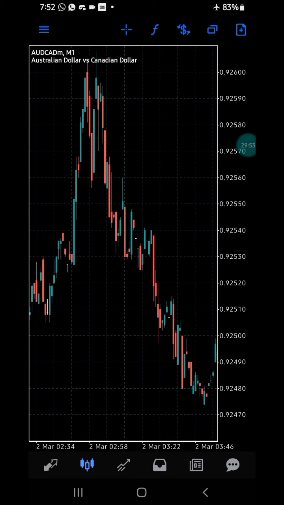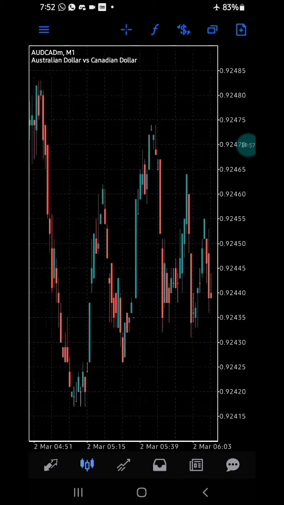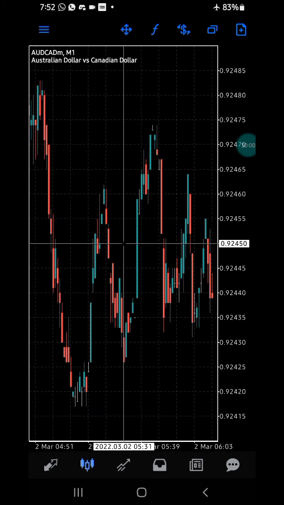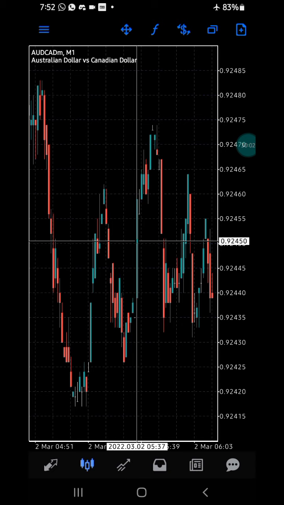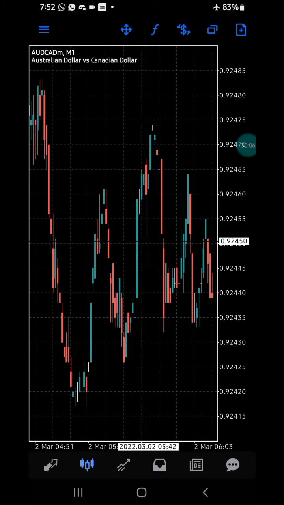You have to zoom out a little bit, then zoom in a little bit. I still click on the cross sign, and it takes me here. So this is by 5:37, 5:38, 5:39, just that way. Then the other horizontal line shows the price at that moment.